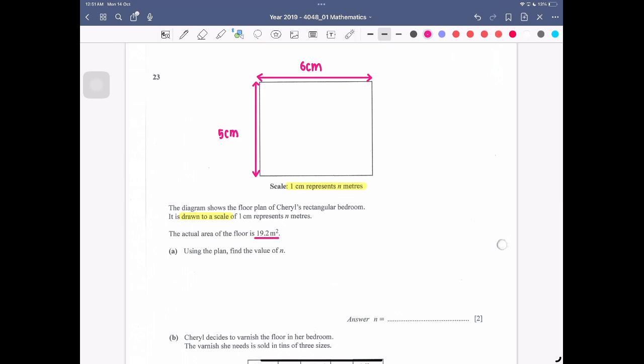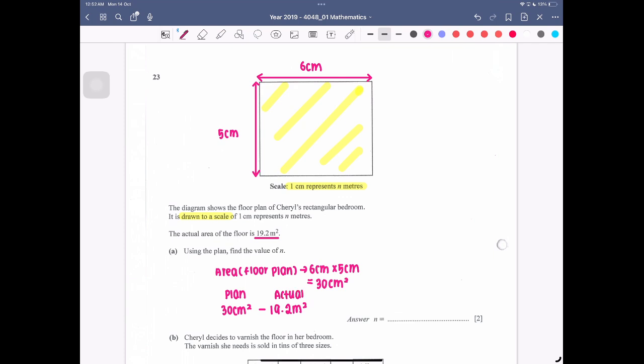find the value of n. Given that we already used the ruler to measure and we find 6 cm by 5 cm, we can actually find the area in cm square first. So the area on the floor plan, we can take length times breadth, 6 cm times 5 cm, you will get 30 cm square. So we know that 30 cm square on the plan is actually 19.2 meters square on the actual floor.